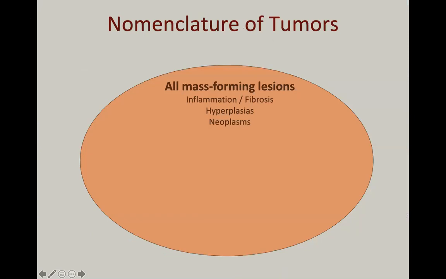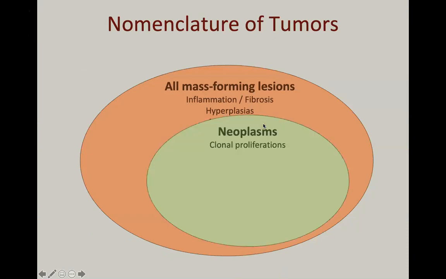So because a lot of head and neck pathology is neoplastic, we're going to be talking just briefly about the nomenclature of tumors. And so when we think about mass-forming lesions in the body, certainly not all mass-forming lesions are neoplasms, right? You can have mass-like inflammations, fibroses, scars. You could have hyperplasias, and you can, of course, have neoplasias.